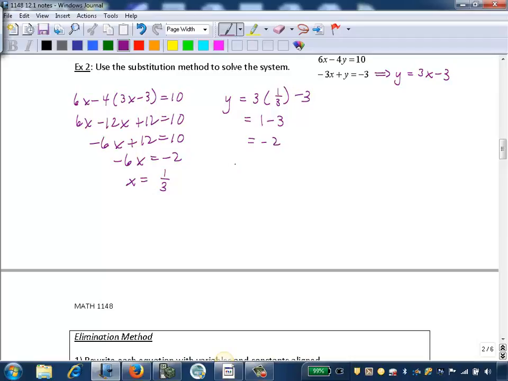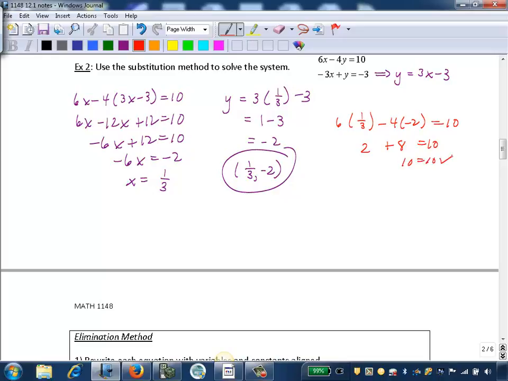So my solution is the ordered pair (1/3, negative 2), but I always want to check my solution. So we can check, remember we have to substitute into both equations, it has to satisfy both. So I'll plug into the first: 6 times 1/3 minus 4 times negative 2 equals 10. 6 times a third is 2. Negative 4 times negative 2 is positive 8. And 2 plus 8 does give us 10, so that works.